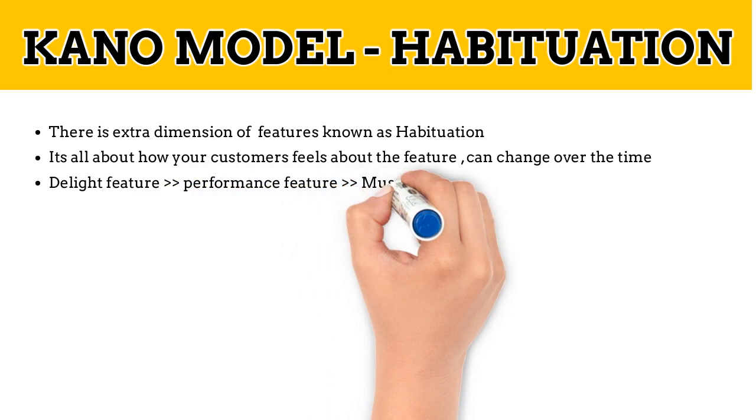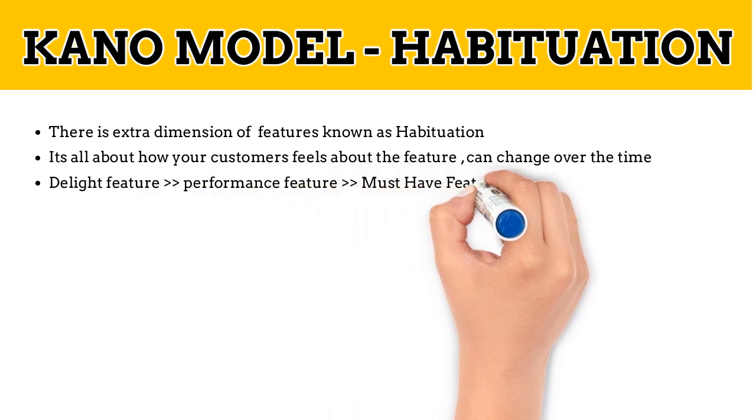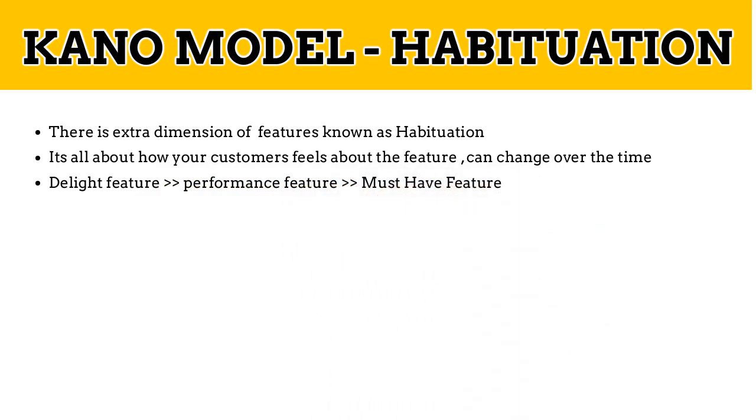So let's take an example. In previous days, the customer might have been delighted to find a TV in their hotel room, but after some time, having a TV in a hotel room was like a performance feature. But nowadays, it's simply considered a must-have requirement. I hope you're clear with this. What is meant by habituation?